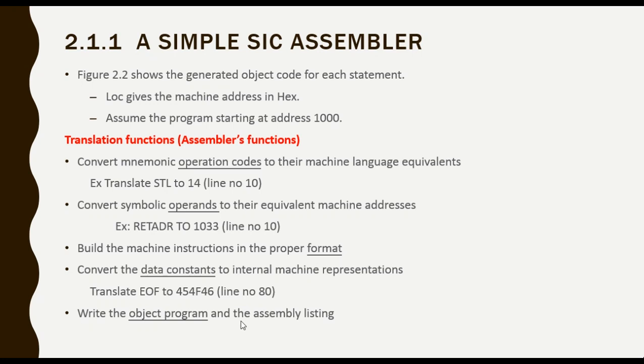Then finally, write the object program. There are three records, and with the help of those you have to write an object program. First the object code has to be generated, then the object program.